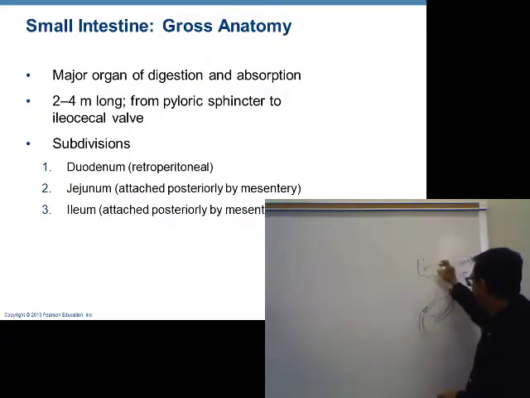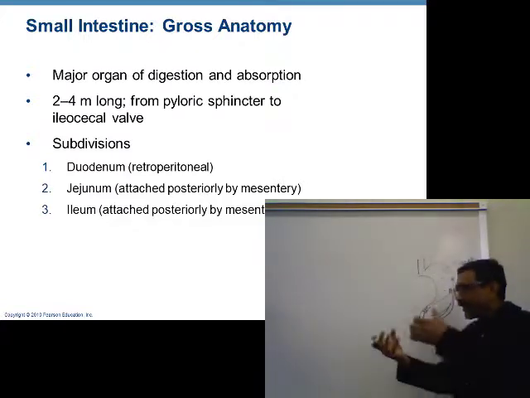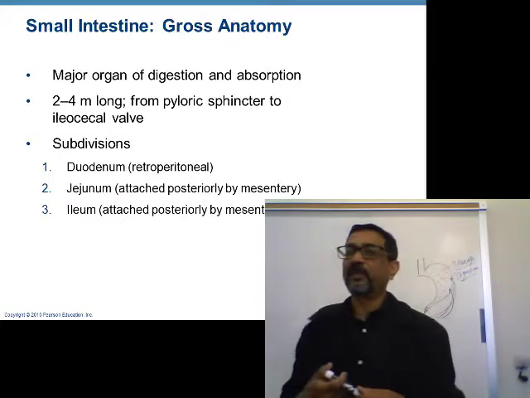Okay, now we'll talk about the small intestine. The small intestine is mainly responsible for digestion and absorption of nutrients. Stomach is mainly responsible for what? Storage and digestion, right? Because acidic secretion occurs. So, stomach is mainly storage and digestion. Small intestine is mainly digestion and absorption, taking the nutrients into the blood.